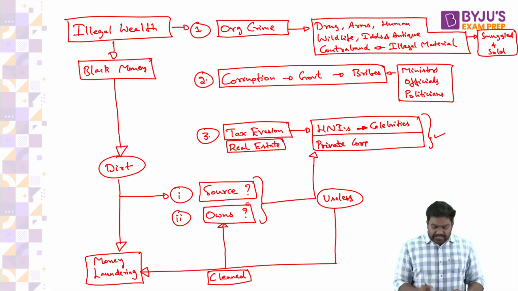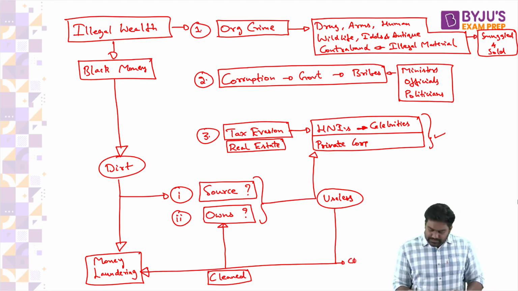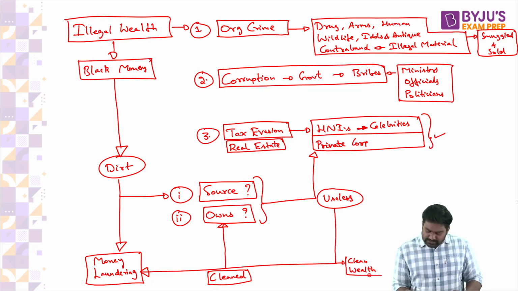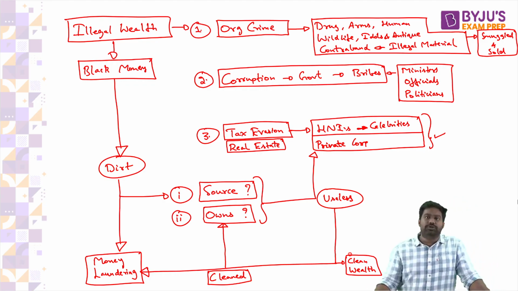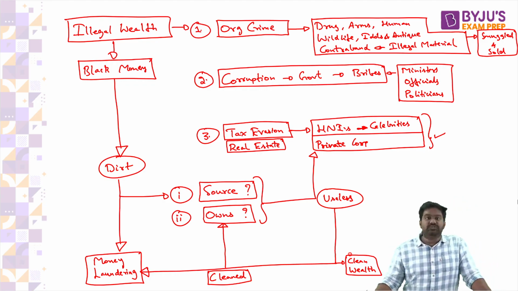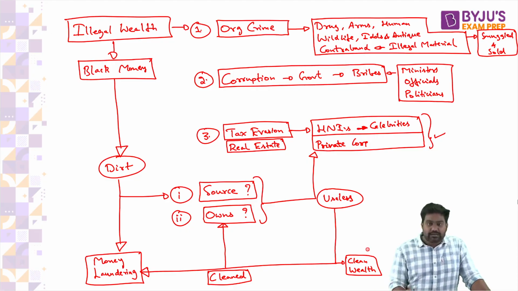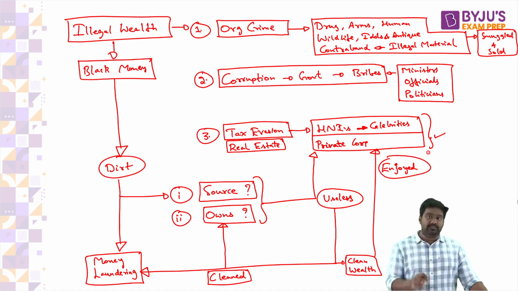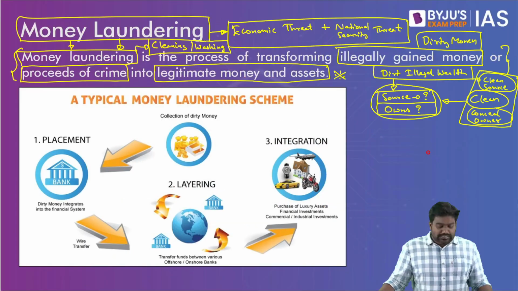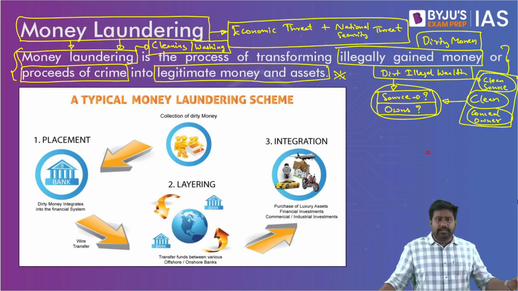Once the cleaning process is done, once the laundering is done, this becomes clean wealth, clean money. Once the dirt is removed, just like you remove dirt on your clothes, right? You get clean clothes after you wash it. Similarly, when dirty money is washed or laundered, you get clean money, which can be now enjoyed by these owners of black money. It becomes legitimate wealth, clean wealth. So let us see how this is done.